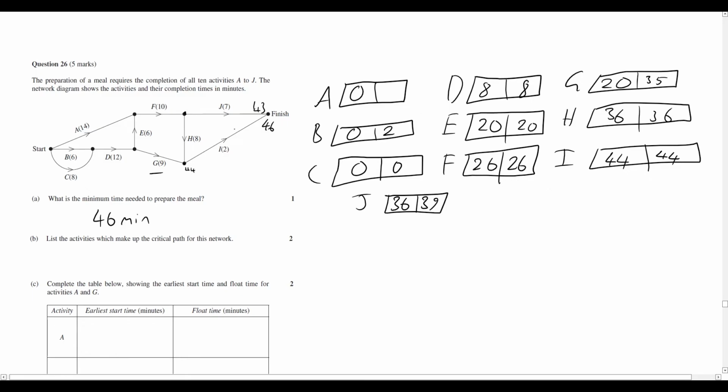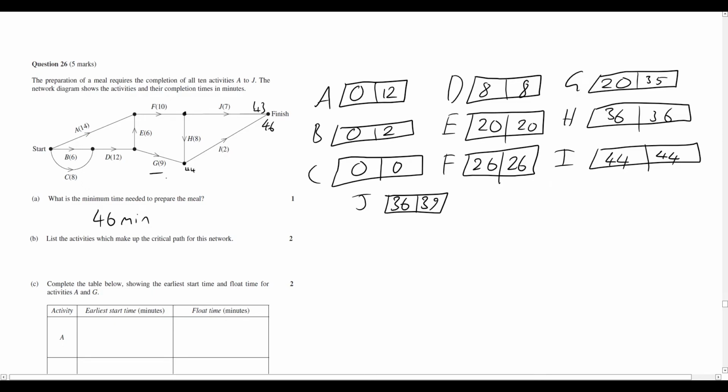Now, for the latest starting time of vertex A, what we need to do is we need to, again, figure out how long will it take us to go from here to here, as opposed to just going through A. And so we find that the difference is going to be 12 minutes.